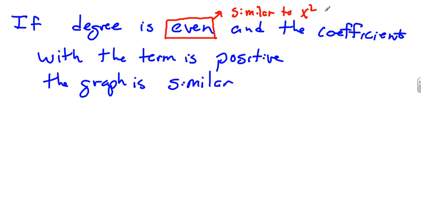So that's always going to be the one thing that you do. It doesn't matter about anything else. If the highest power term is even, it's going to be something similar to x squared. So if the coefficient is positive, they're going to ask what about the ends of the graph. If it's positive, just like the positive number with x squared, both ends are going to be up.